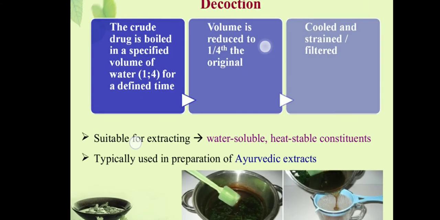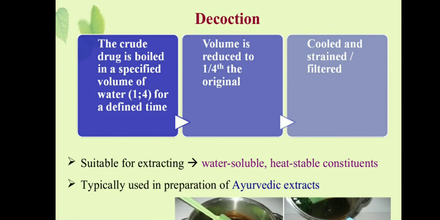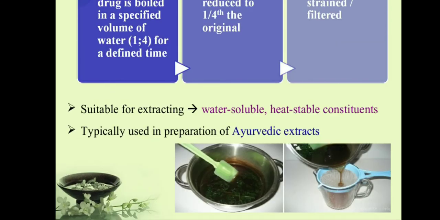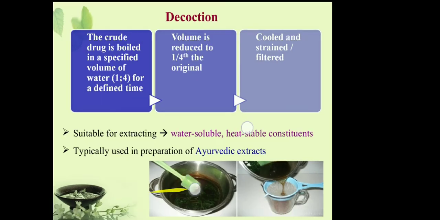Now another method is decoction. In decoction, the crude drug is boiled first in a specified volume of water, at a ratio of one to four, for a defined time, and the volume is reduced to one fourth of the original. Then it is cooled, strained and filtered. It is suitable for extraction of water soluble, heat stable constituents, and is typically used in the preparation of Ayurvedic extracts. You can see this picture, this is the decoction.